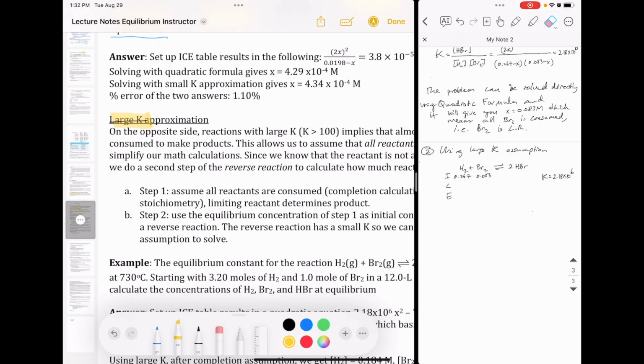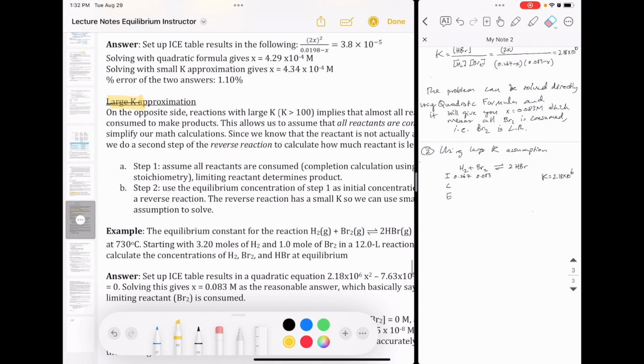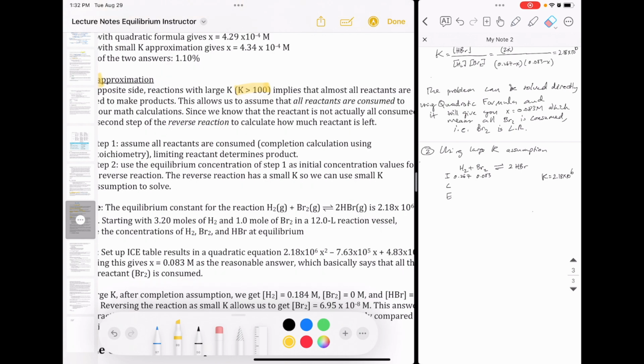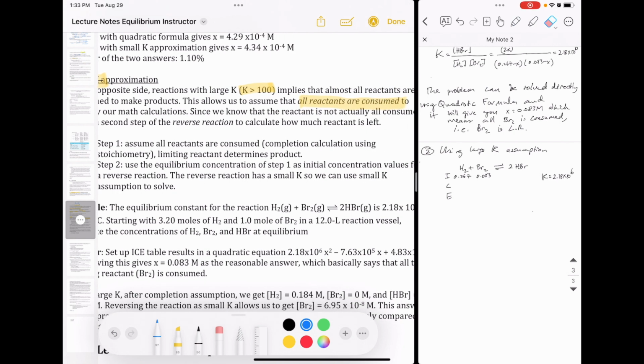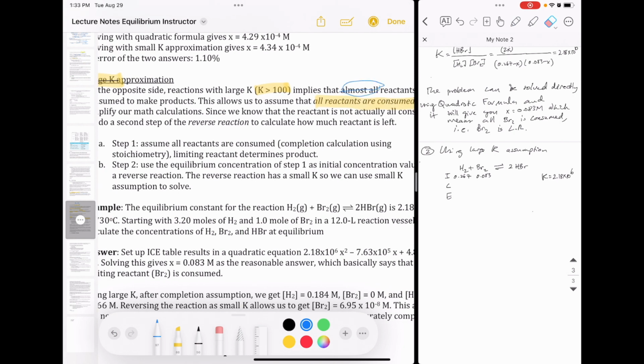Okay, so we just discussed this method of simplifying equilibrium calculations called the small K approximation or small K assumption. Now we're going to go to the other side, when you have reactions with really large K, which in this case is defined as anything greater than 100. You can use something called a large K assumption. When you have reactions with really large K, it implies that much of the reactants is consumed to make product. That's what we observe with reactions with really large K. So the assumption here is simply that all of the reactants are consumed in the reaction.